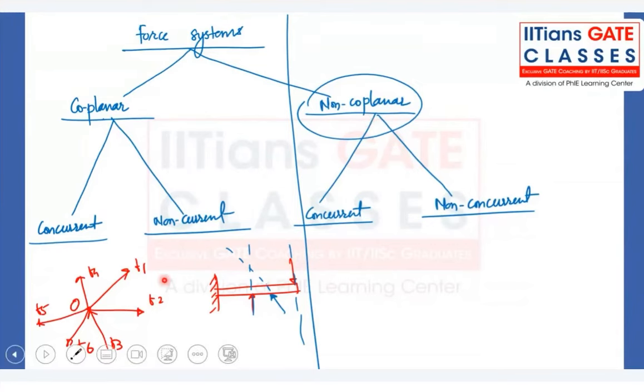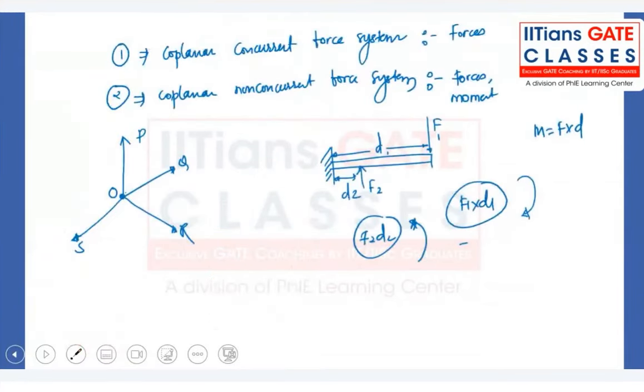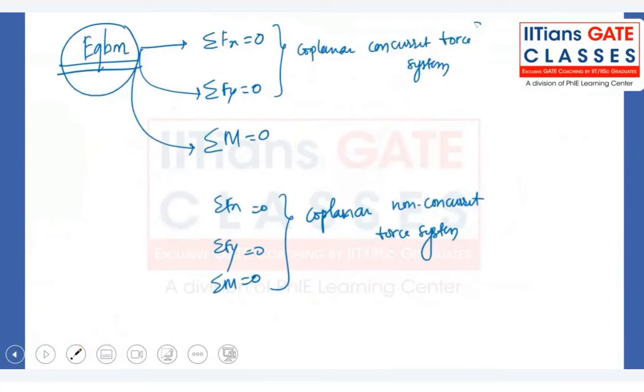Pranjal, you can write down the equations of equilibrium. Summation of all the forces in x direction equal to zero. Summation of all the forces in y direction is also equal to zero. Summation of moments is zero.